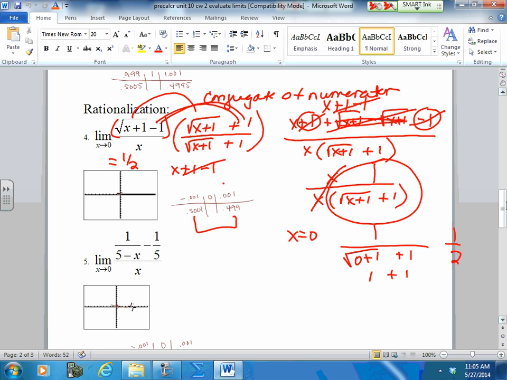Guys, this is just algebra. Find your conjugate, which is your perfect square, and multiply it. That part's just algebra. Use your conjugate of your numerator.